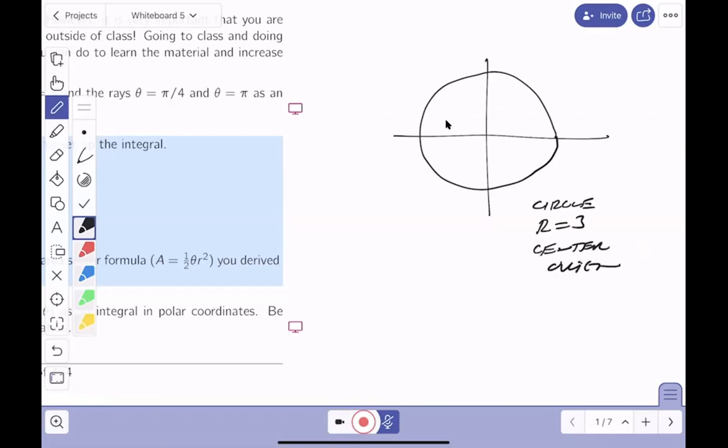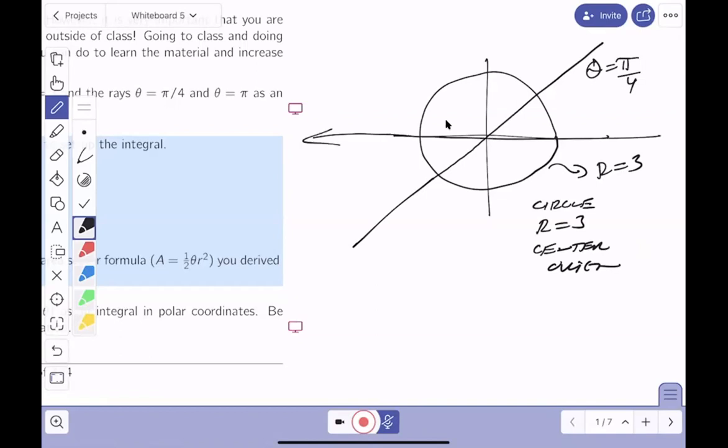All right, what do they want to do? They have the rays now, and the first ray they have is pi over 4. I want to point out a ray of pi over 4 looks like this over here. That's a ray, theta equals pi over 4. Again, this is a circle, r equals 3. They have another ray, and they say the ray is pi. What does ray pi look like? It looks like this over here.